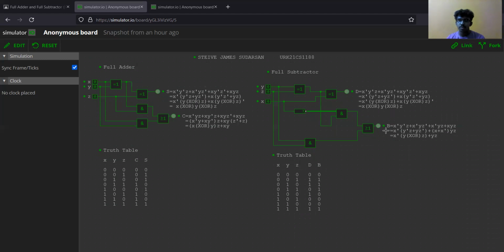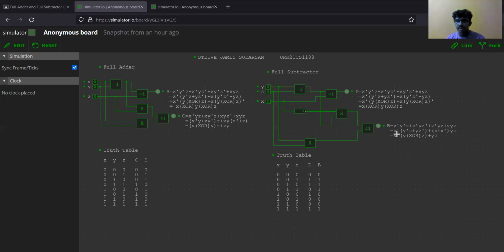Now we can move on to the borrow equation. Now look at the borrow truth table. Here also in the same way, take all the ones places, which is nothing but 0, 0, 1 plus 0, 1, 0 plus 0, 1, 1 plus 1, 1, 1. Hence we are representing it as X bar Y bar Z plus X bar Y Z bar plus X bar Y Z plus X Y Z.